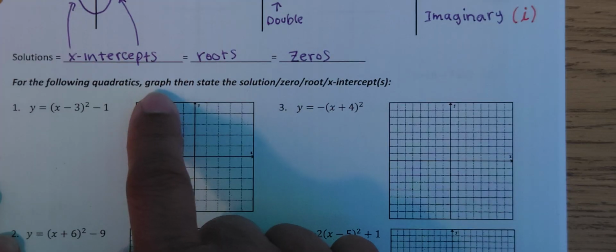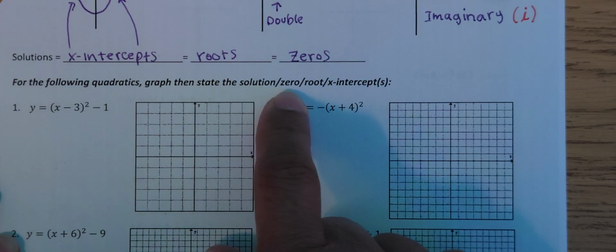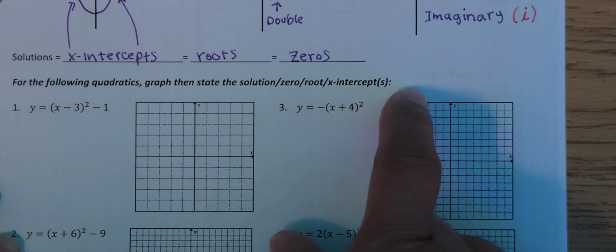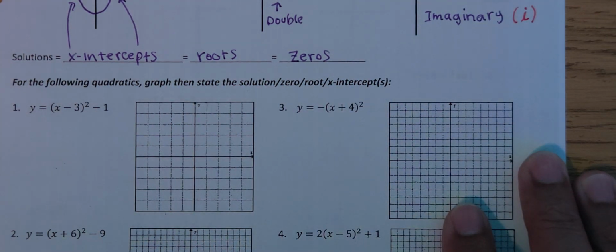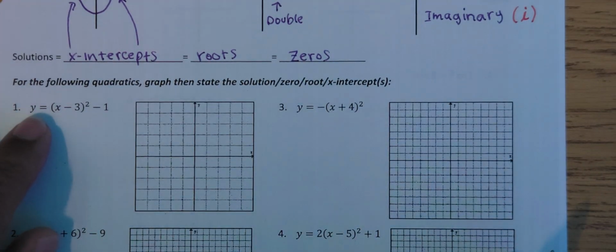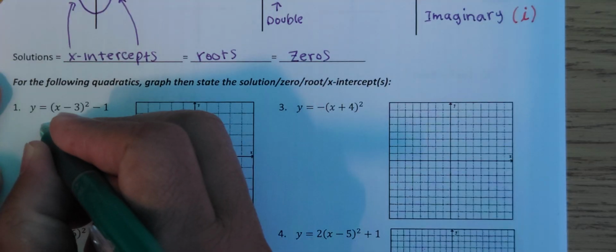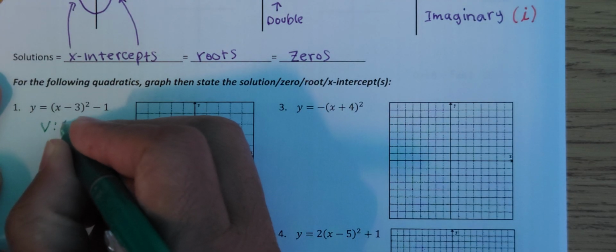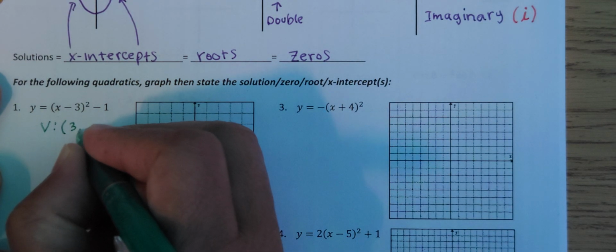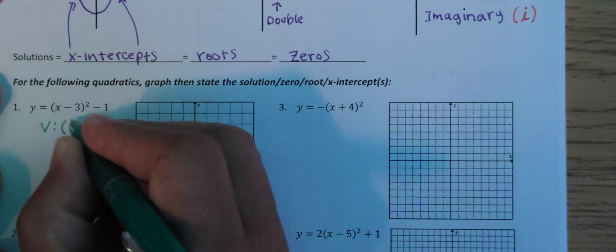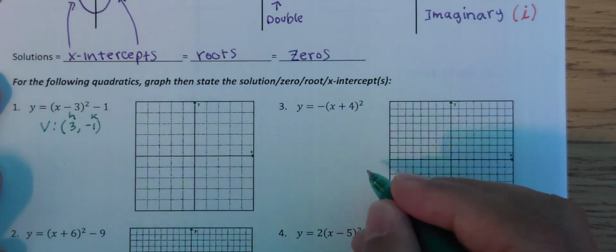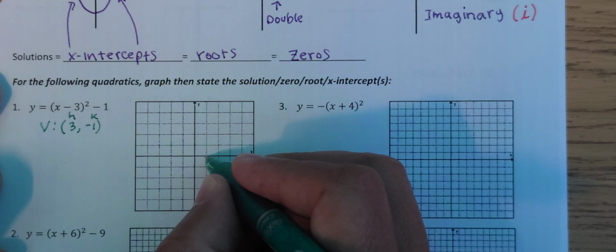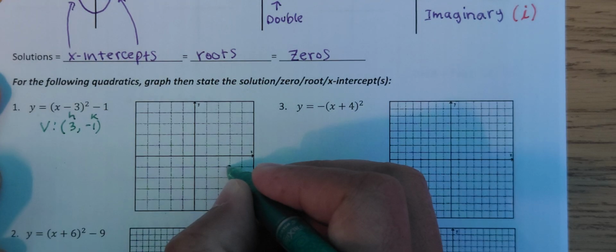For the following quadratics, graph, then state the solutions, zeros, roots, or x-intercepts. Again, don't forget these terms mean the same thing. Since this function is in vertex form, I'm going to notice that the coordinates of the vertex are where x is 3 and y is -1. So this is h and this is k. Don't forget that from vertex form of a quadratic. I'm going to plot that point first: 1, 2, 3, then down 1. This is the vertex point.